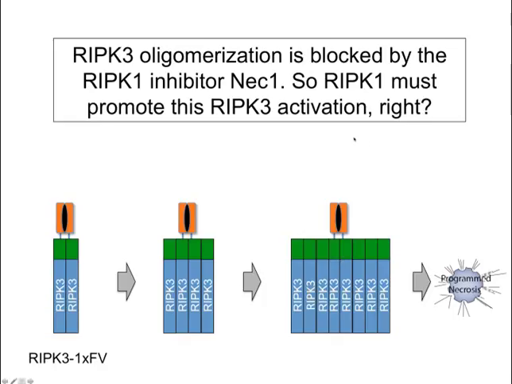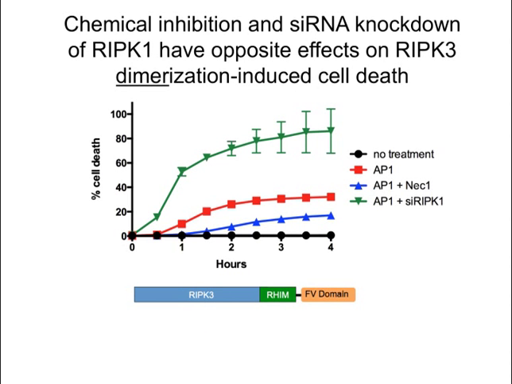And so, this must mean that RIP1 is directly activating RIP3 in this pathway, right? You put in an inhibitor, and the activation is reduced. Well, it turns out that it's actually a little bit more complicated than that, because again, to our surprise, what we found is that when we dimerize RIP3, we get a modest amount of cell death, and when we add this RIP1 inhibitor, that cell death is reduced. But somewhat surprising to us, when we actually knock down RIP1 protein, the cell death induced by RIP3 dimerization is greatly potentiated. Right? So you have opposite effects when you either inhibit RIP1 or when you eliminate RIP1.